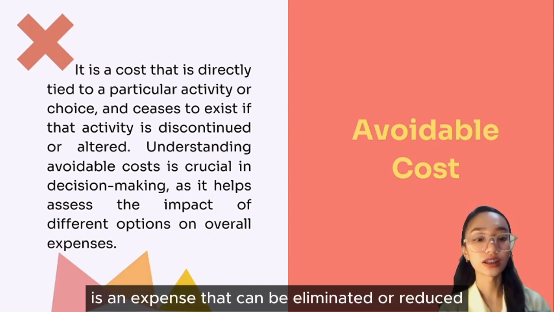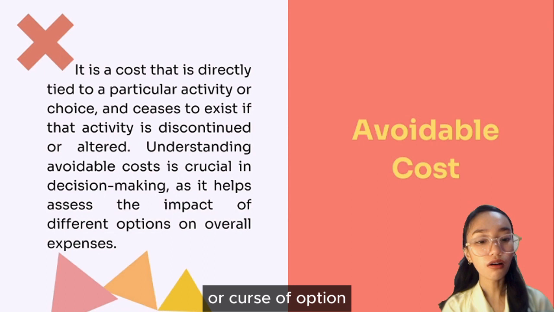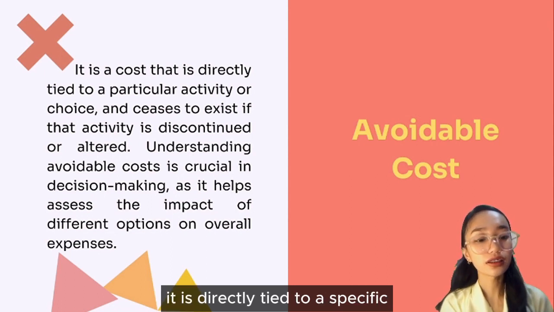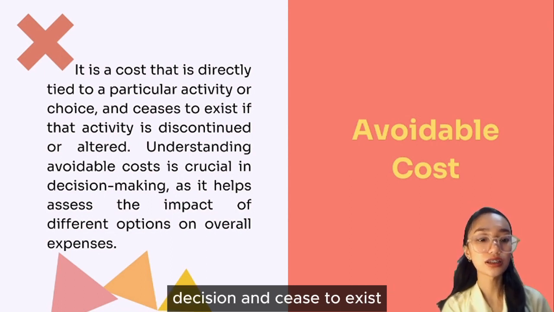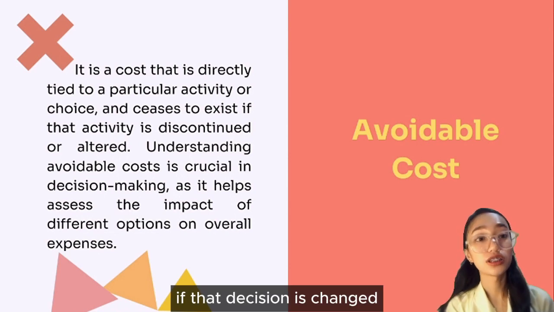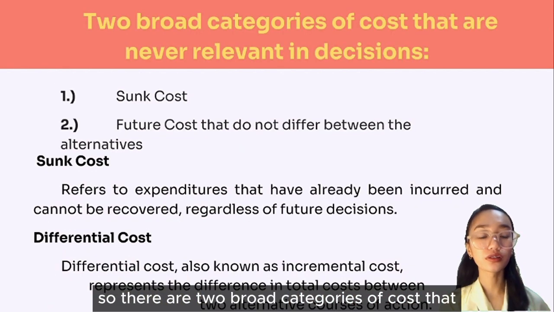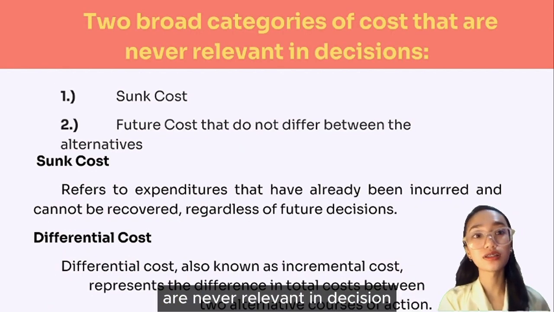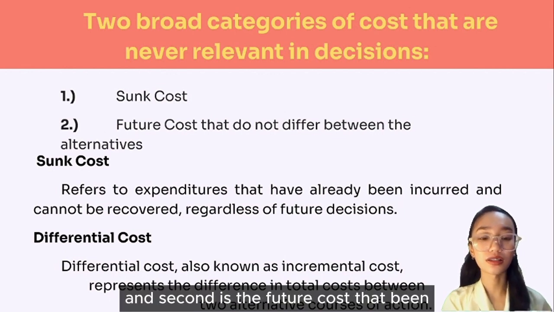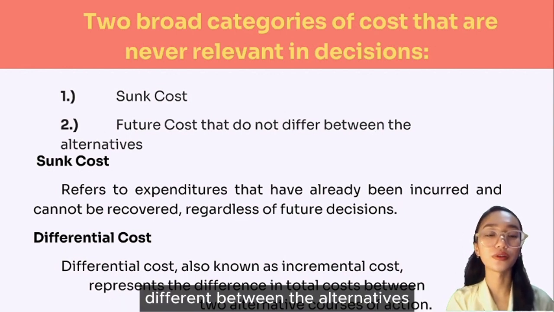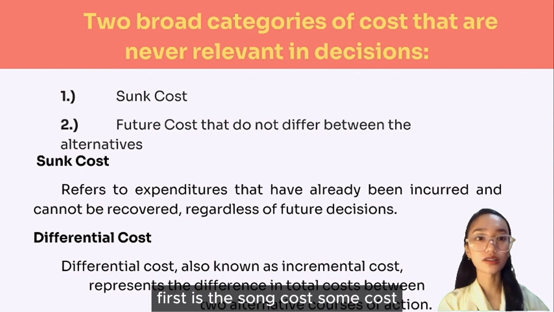Avoidable cost is an expense that can be eliminated or reduced by choosing a different option or course of action. It is directly tied to a specific decision and ceases to exist if that decision is changed. So there are two broad categories of costs that are never relevant in decisions. First is the sunk cost, and second is the future costs that do not differ between the alternatives. First is the sunk cost.